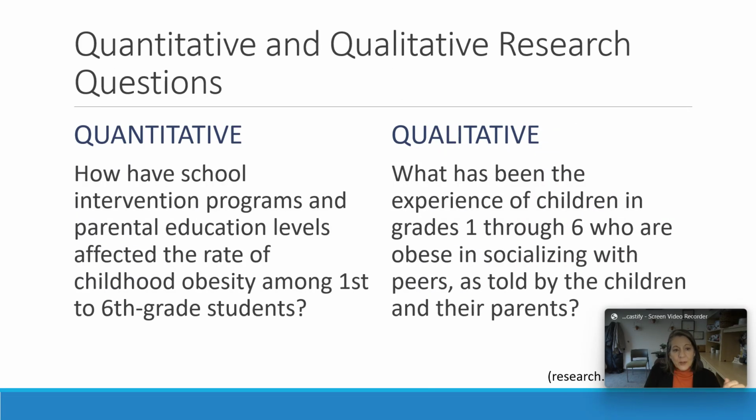So here are examples of the difference between quantitative and qualitative research questions. A quantitative question might be: how have school intervention programs and parental education levels affected the rate of childhood obesity among 1st to 6th graders? So comparing parental education levels, school intervention programs, and childhood obesity as different variables, in terms of how they correlate with each other. Qualitative, I might ask: what has been the experience of children in grades 1 through 6 who are obese in socializing with peers, as told by the children and their parents?